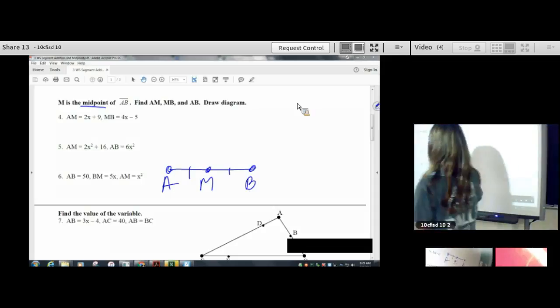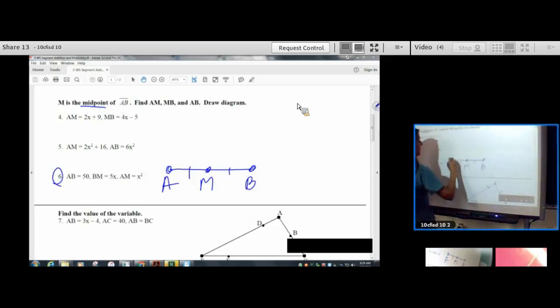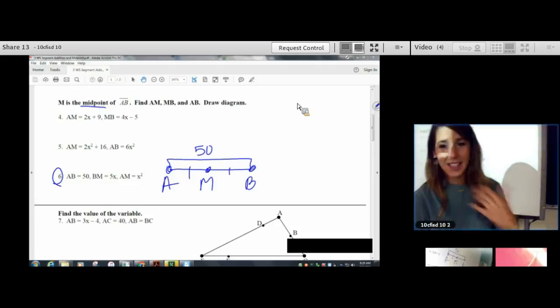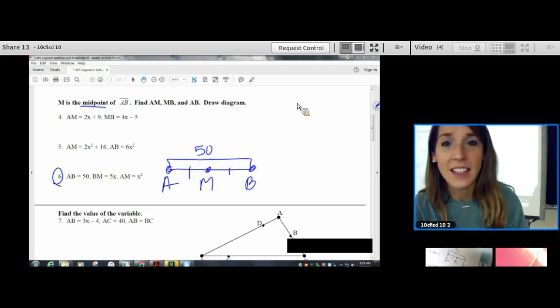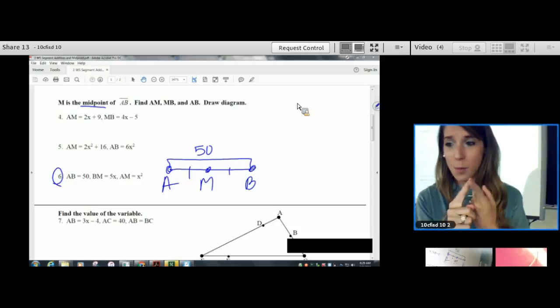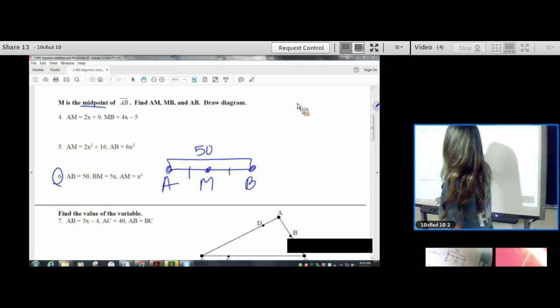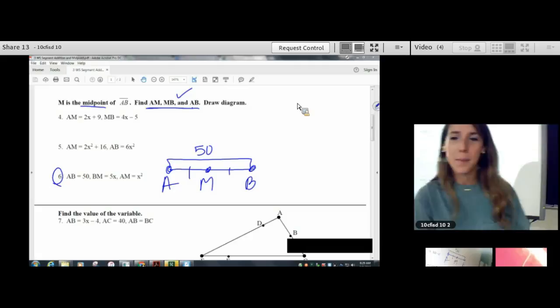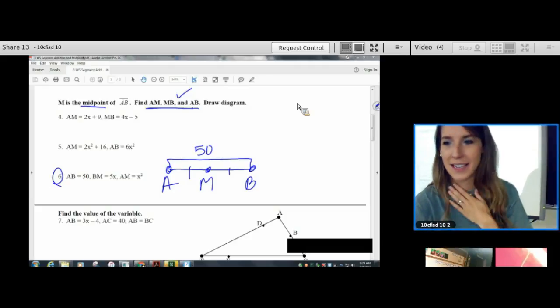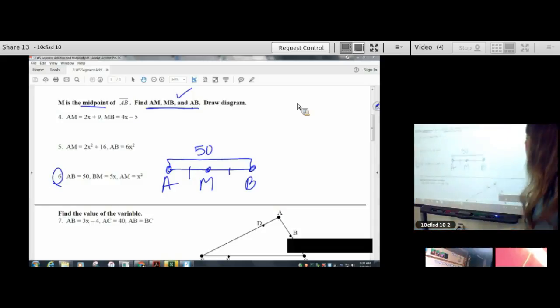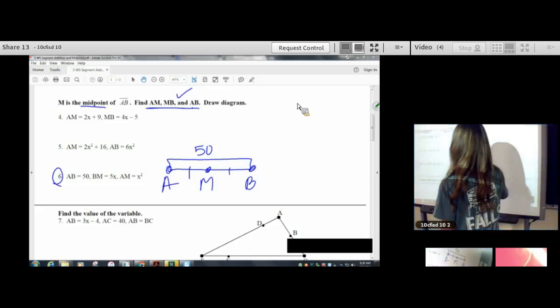Draw a diagram. Okay. So it says AB is 50. Honestly, because these are poor directions, it should have said find x. I already know AM, what is it? 25. MB, 25. And AB is 50. So I actually already know all of these. But because you're probably asking me to solve for x, I will go ahead and solve for x. But number 6 you could have done in less than a minute, right? All right, I'll solve it just for fun.